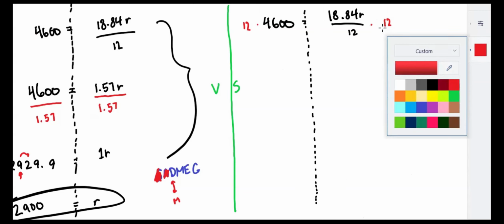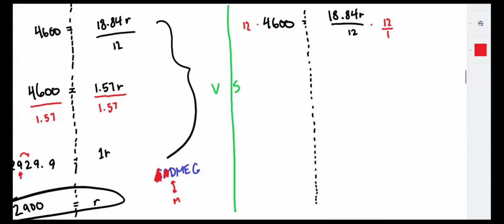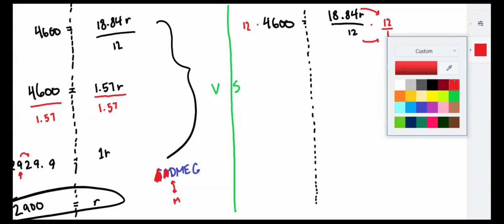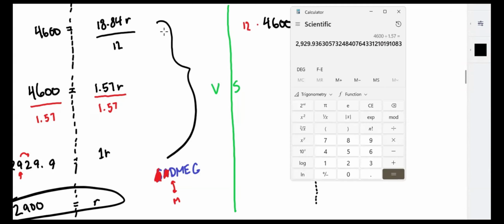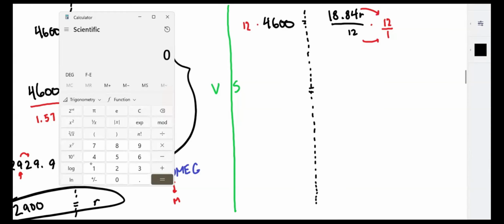To make it simpler, you might want to even write the 12 like this. Since the 18.84r over 12 is a fraction, and regular old 12 is not a fraction, you can always make something a fraction, most of the time, by putting it over 1. So I can do 12 over 1, just to make it easier to visualize, because when you're multiplying fractions, you multiply the tops together and the bottoms together. So for the top, I would do 18.84 times 12.